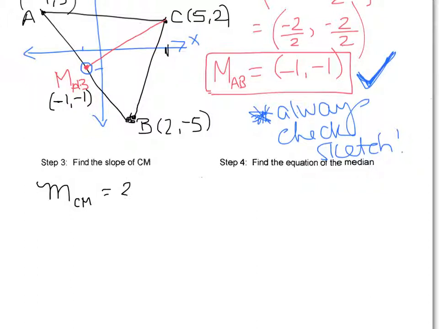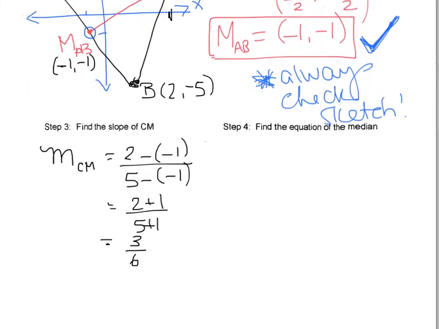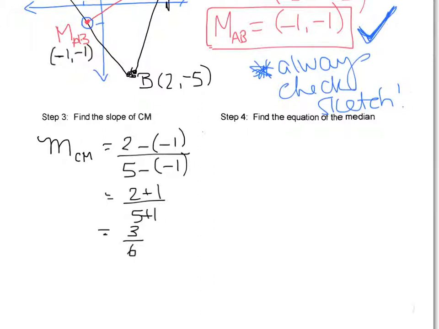So we're going to say 2 minus -1, the y's, make the rise, over 5 minus -1 to calculate the run. Two negatives, minus a negative, means you're adding the two together. So 2 plus 1 over 5 plus 1 is 3 over 6. That's the slope of CM. Now it's a fractional slope, and it's not written in lowest terms. We always want to make sure that we do write our slope in lowest terms. So we're going to go ahead and reduce that by dividing both by 3. So it becomes 1/2, and that's the slope of CM.